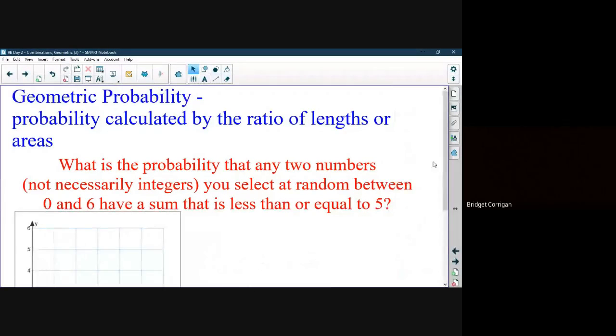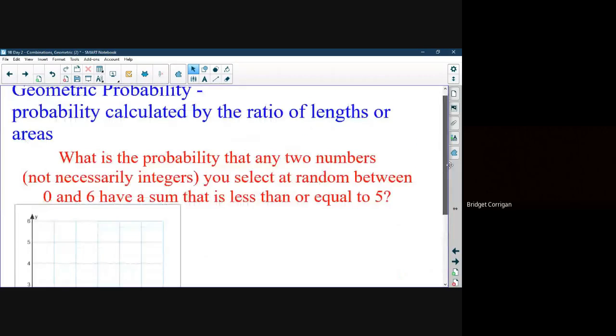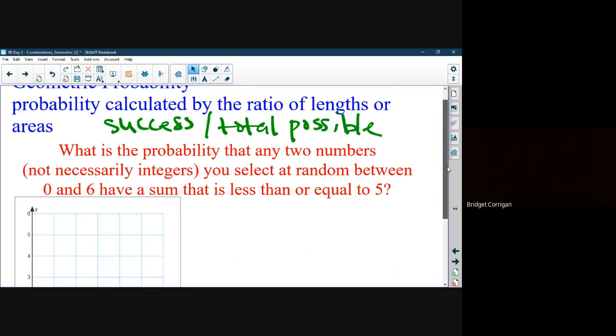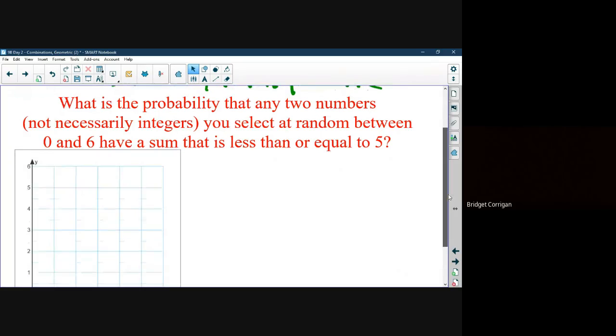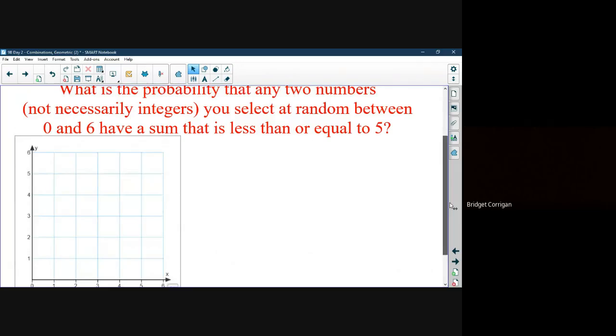Okay, so for the first one, we're going to find the probability. So remember, probability is the success, or what you want to have happen, out of the total possible outcomes. So what we want to have happen is going to go on the numerator, and the total possible outcomes is going to be the denominator. So for this first one, what's the probability that any 2 numbers, not necessarily integers, you select between 0 and 6 will have a sum that's less than or equal to 5?